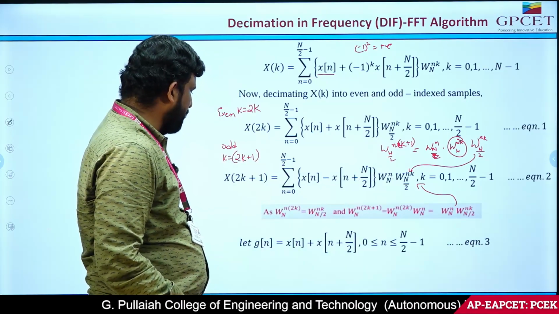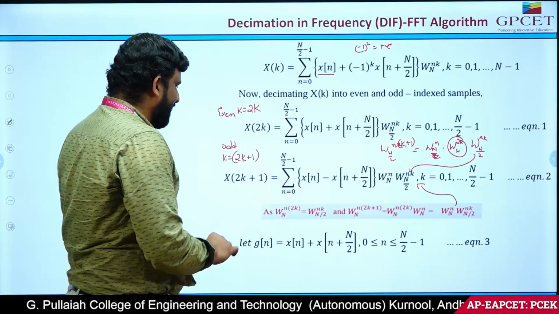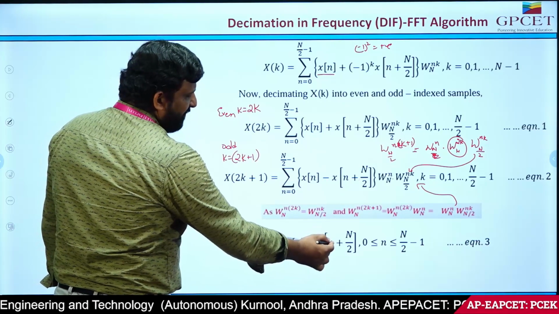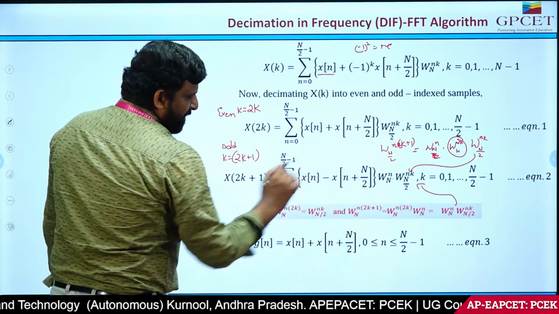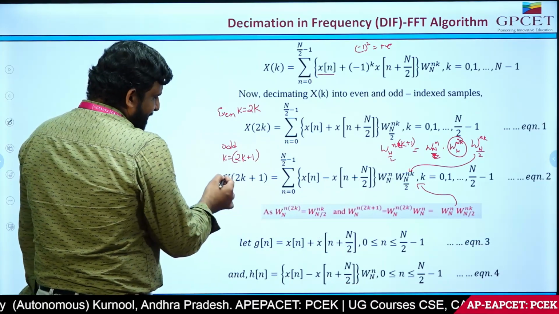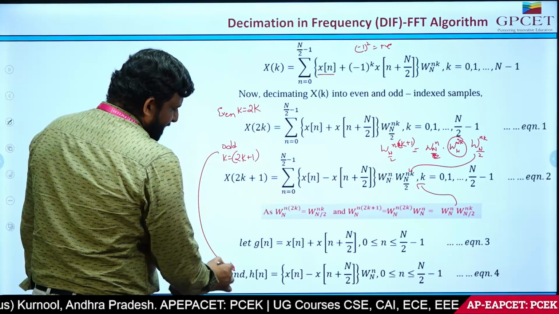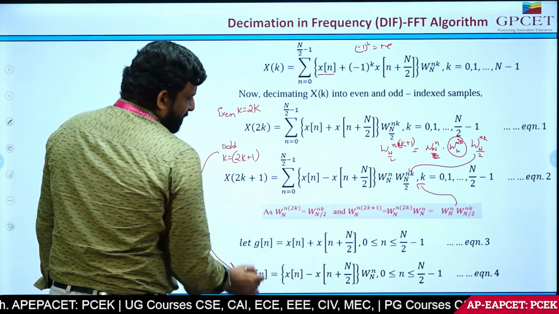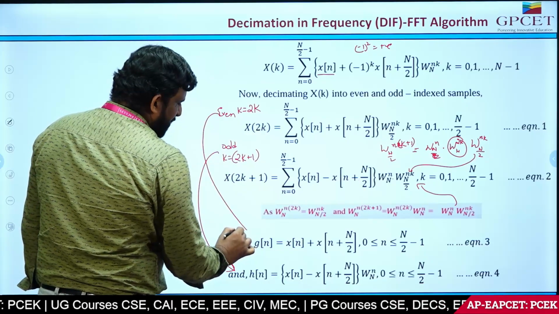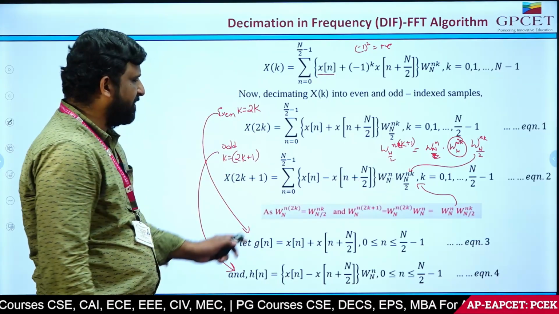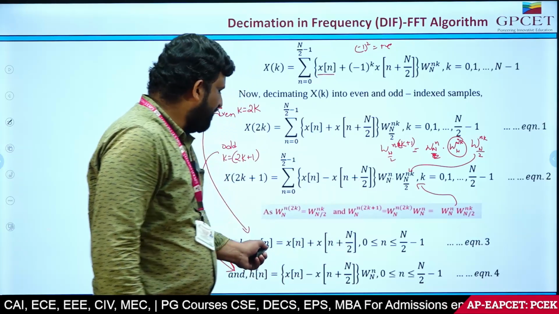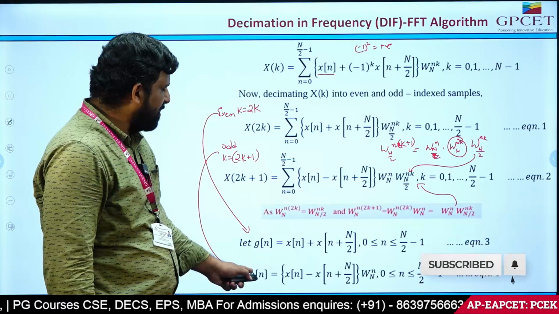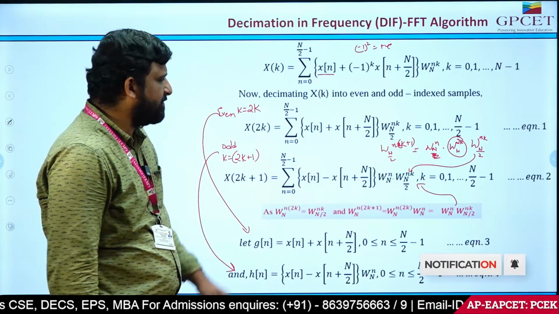Now finally, what I am going to do, I am considering this even term, that is let g of n be equal to x of n plus x of n plus N by 2, which is the even term, and let the second, the odd term, I am representing with h of n. h of n is equal to x of n minus x of n plus N by 2. That is, the even term with g of n and the odd term with h of n. So I got two equations, g of n, which is said to be the even indexed samples, and considering the odd samples with h of n, those are the two equations we got here.